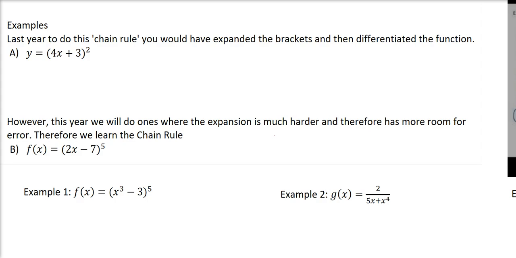So what we're going to do is say y equals u to the power of 2, because I'm going to say u is equal to 4x plus 3. Did everyone see that? Can you see why I said 4x plus 3? So now we can differentiate y with respect to u. What's dy by du? That's not hard, eh? That's pretty straightforward. What's du by dx?